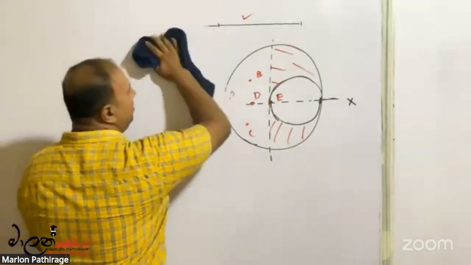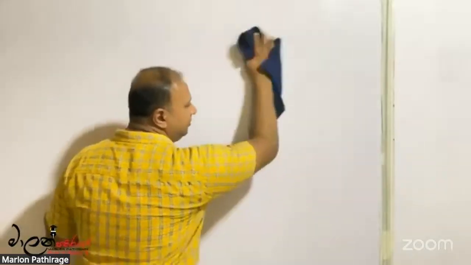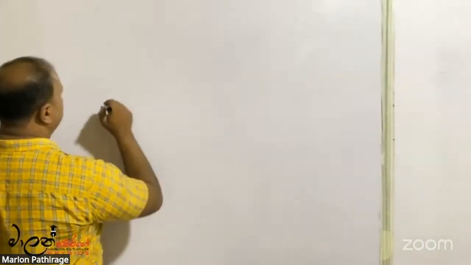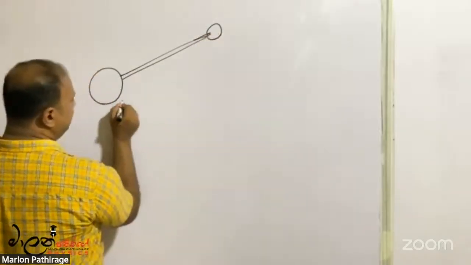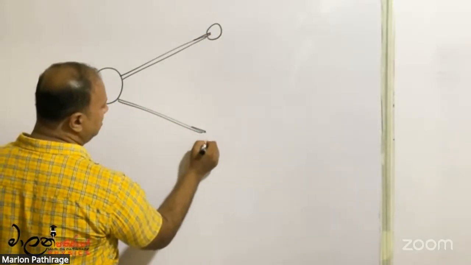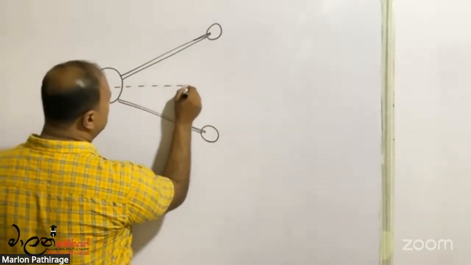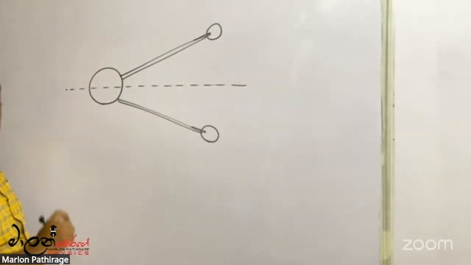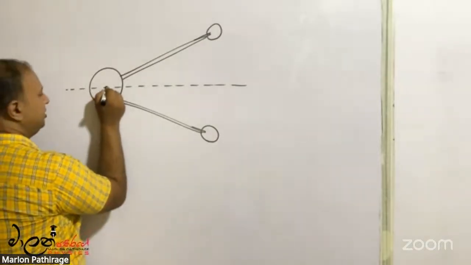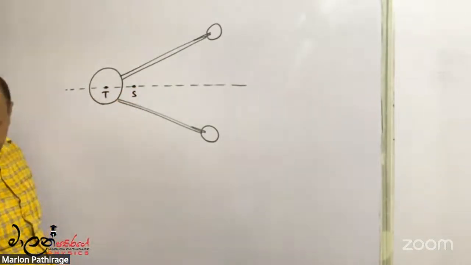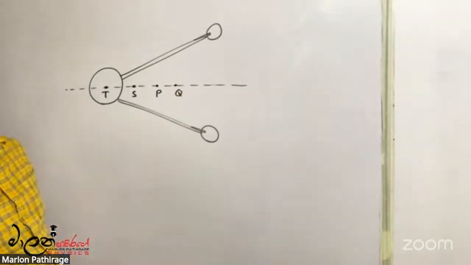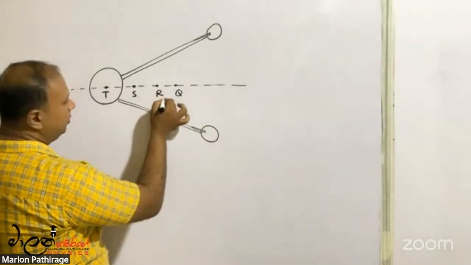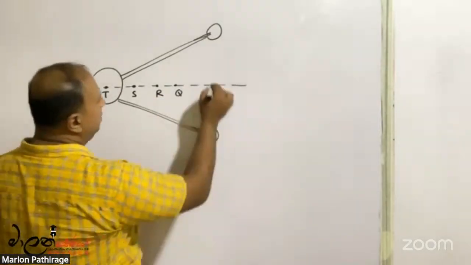Now I will explain question number 6 again because there was a question. Here is oxygen. There are 2 hydrogen atoms like this. Here T is the center, then S, R, P.